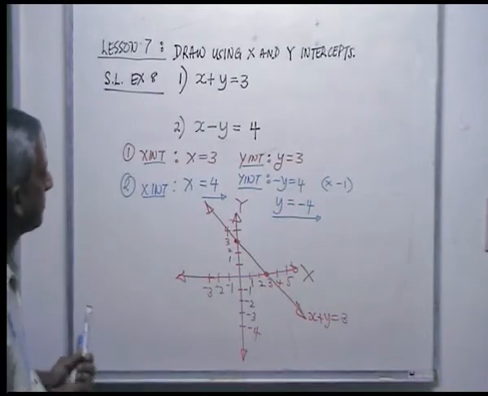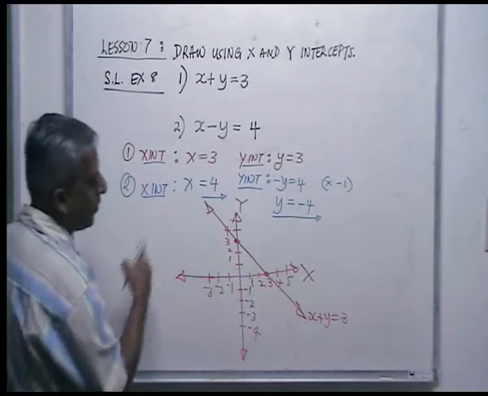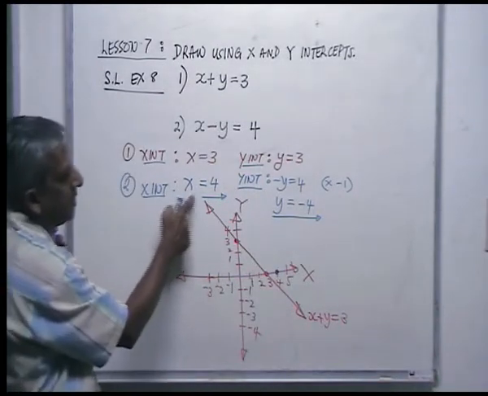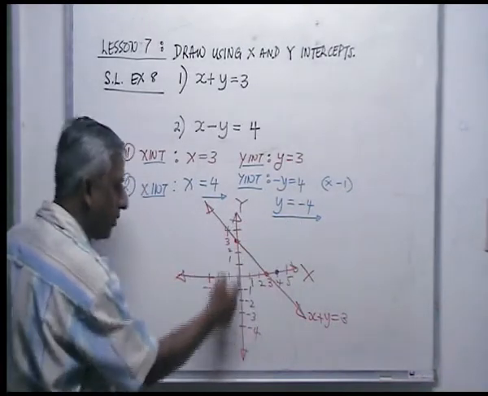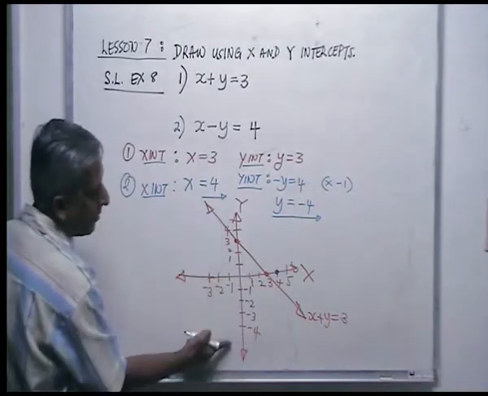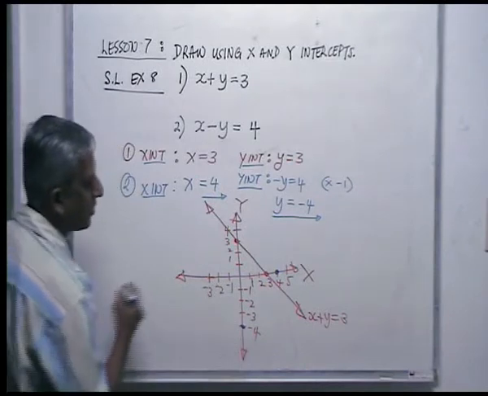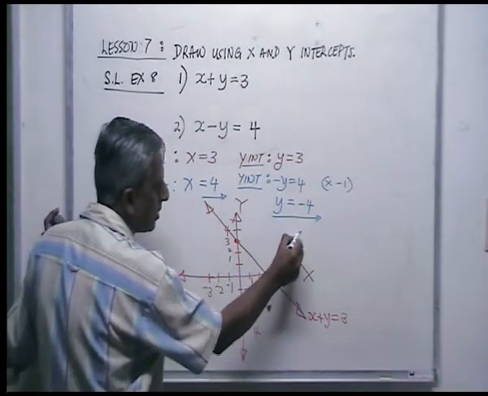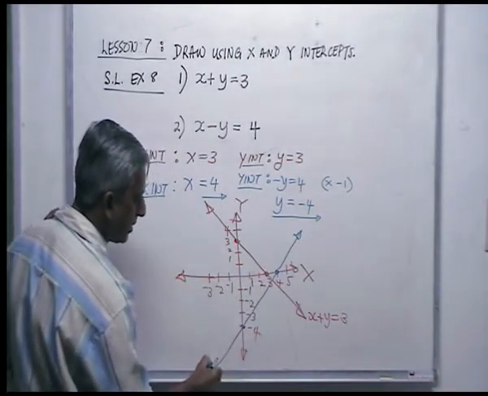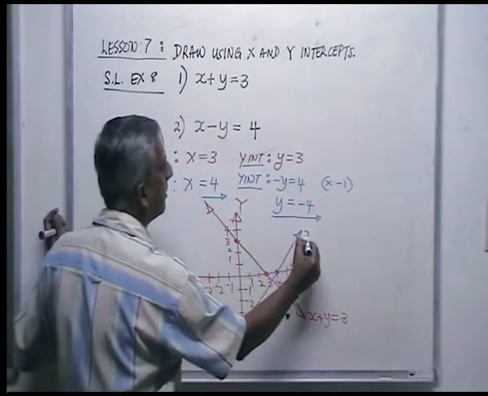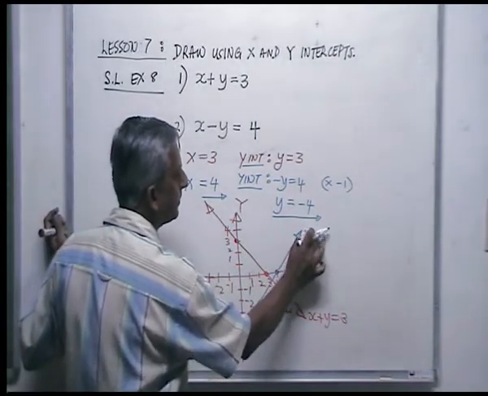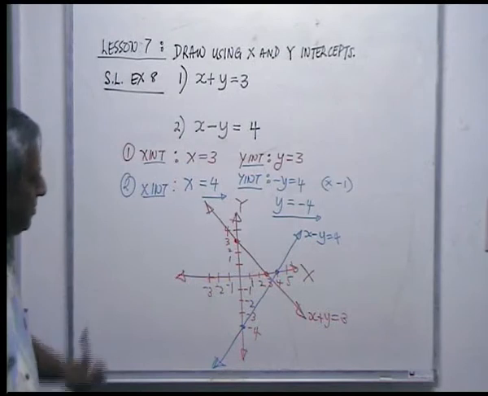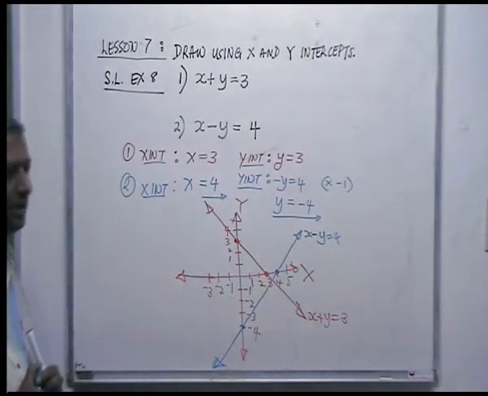Now we do the second one. Second one, x is 4. So on the x-axis, put a dot on 4. Y is minus 4. Look for the y-axis. Look for minus 4. Place a dot on minus 4. Take your ruler and then join these 2 points. And you will get a straight line and label your line x minus y is equal to 4. That's your graphs for number 1 and 2.